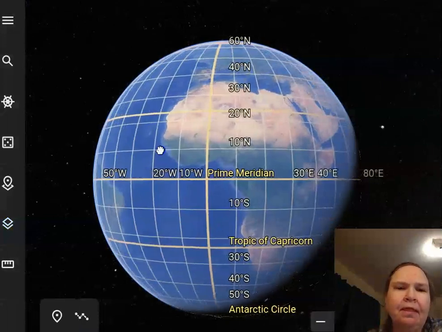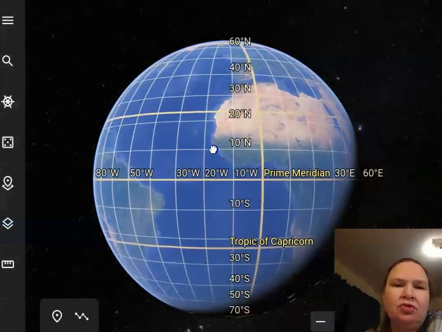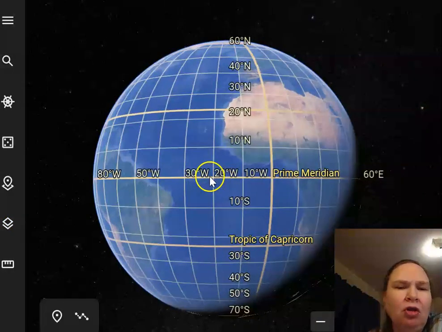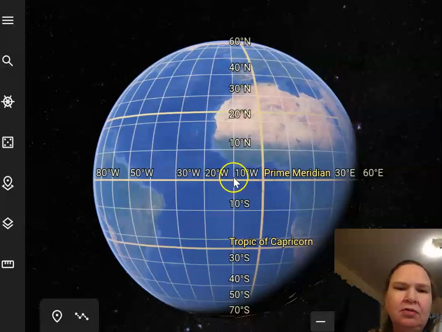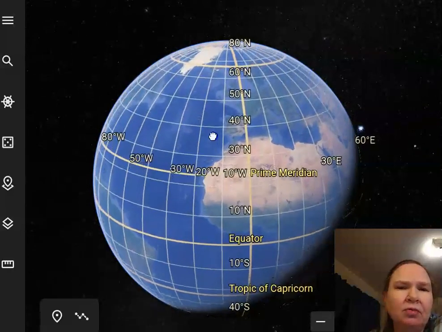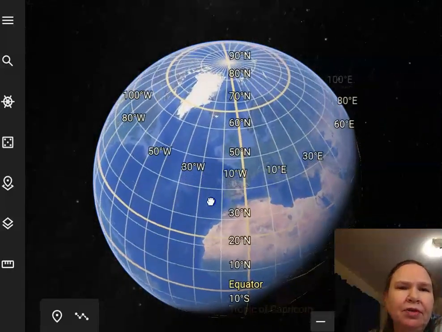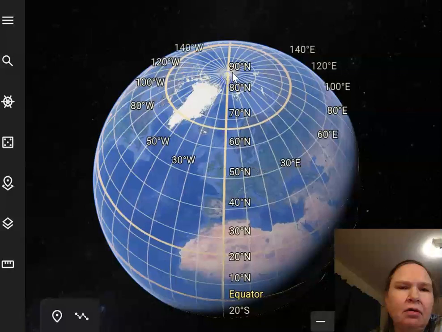So I want to think about if I was going to try and go on two parallel paths. Think about if somebody started here on the equator at 20 degrees west and somebody started here on the equator at 10 degrees west and they both went due north. That would be pretty close to being parallel. They'd both be going the same direction. But eventually they would both meet up at the North Pole. That's an interesting thing that happens.